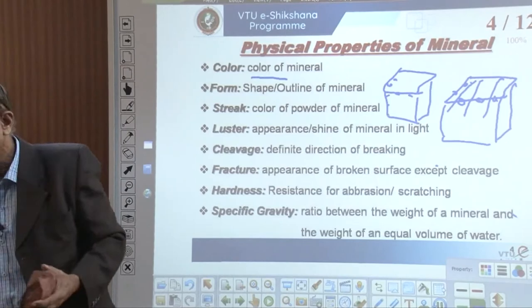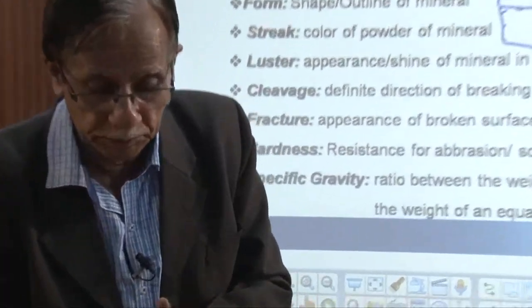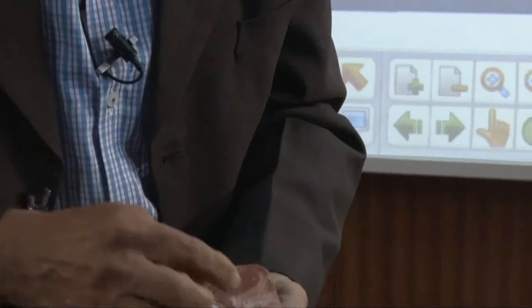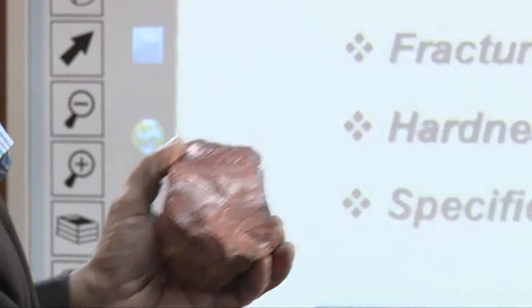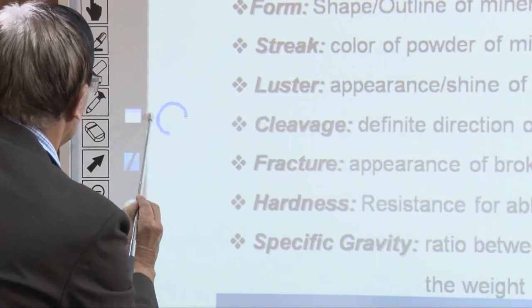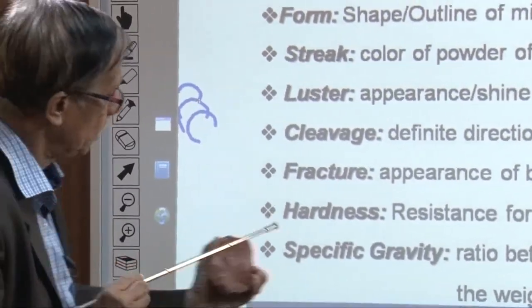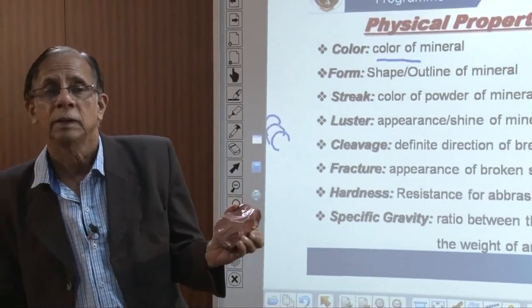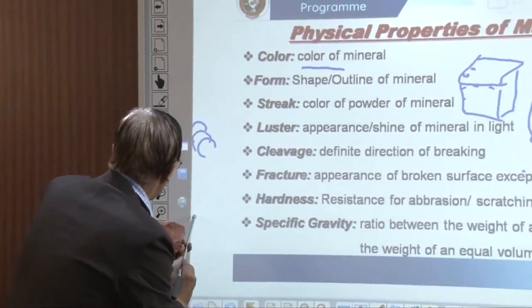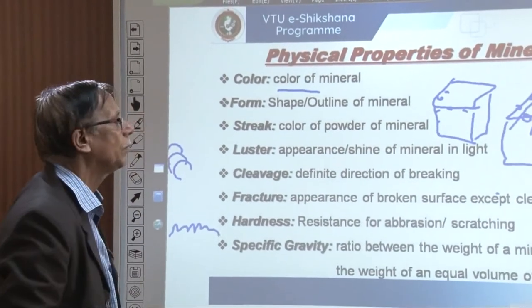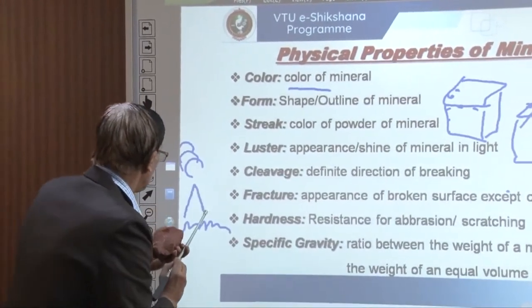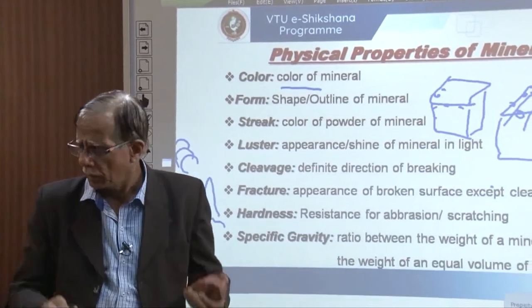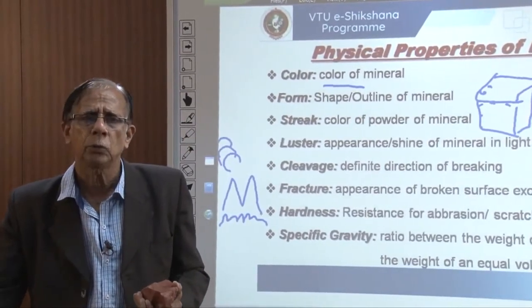For example, I have a mineral called jasper. When I break it, we find a ring-like, concentric appearance on the broken surface. That is a characteristic of that mineral. There are certain minerals which break into an irregular surface; we call it irregular fracture. There are certain minerals that break into sharp edges. Can I use this mineral?